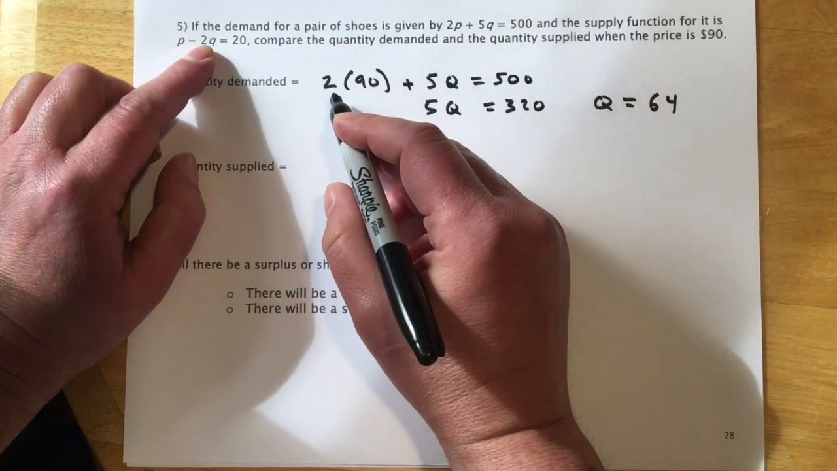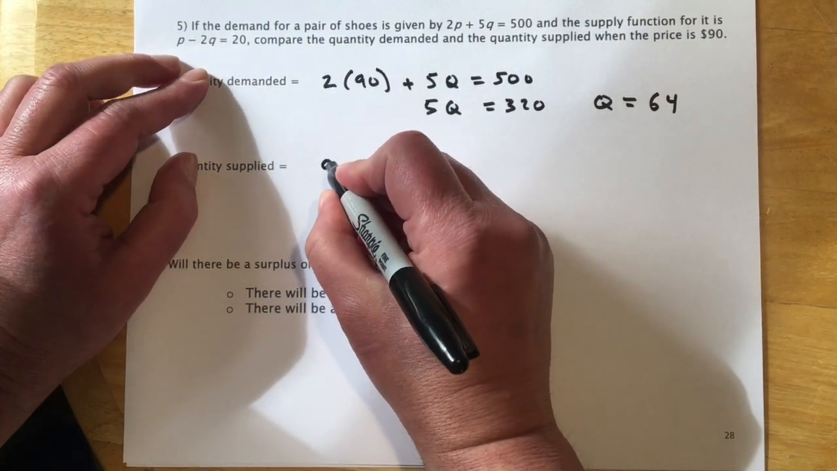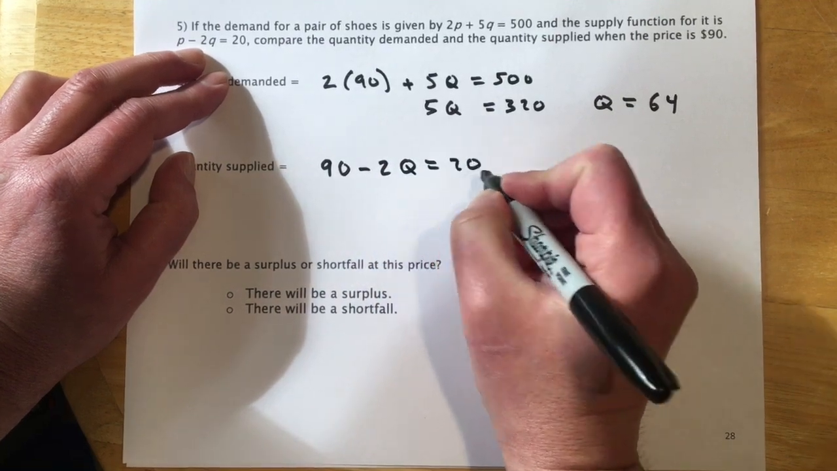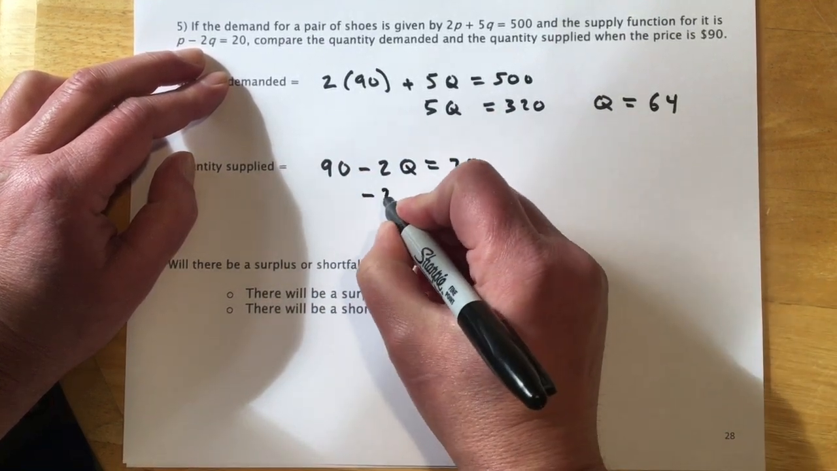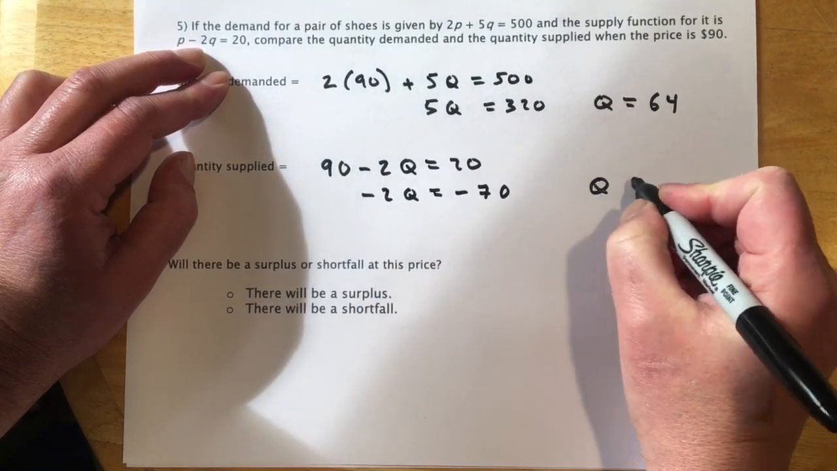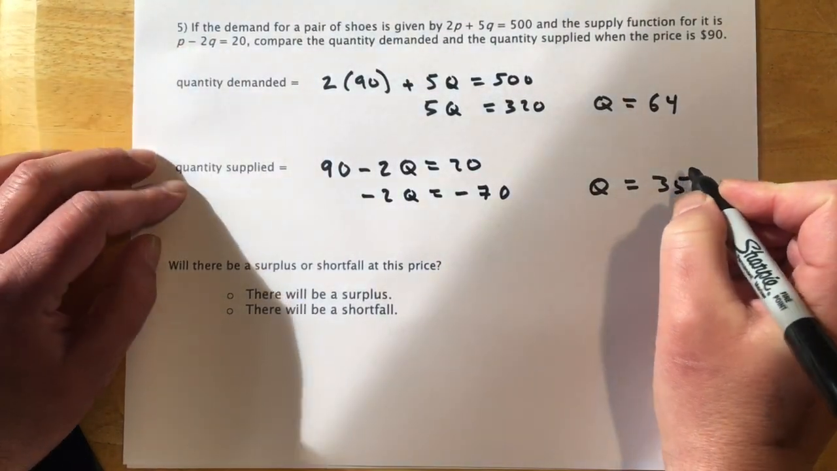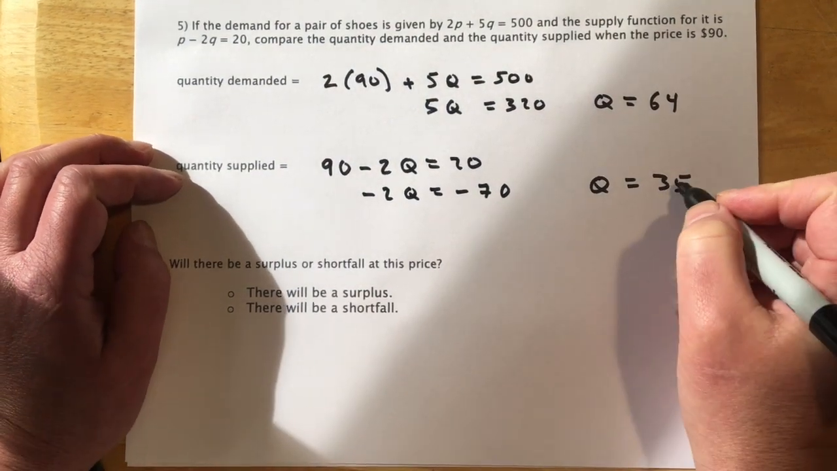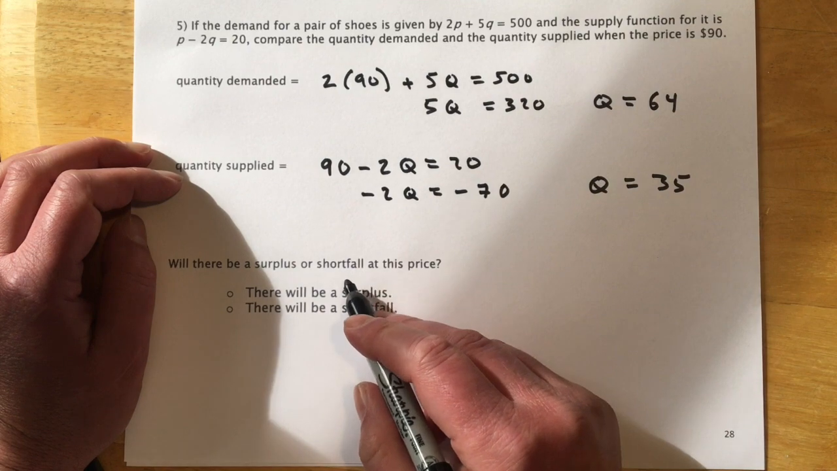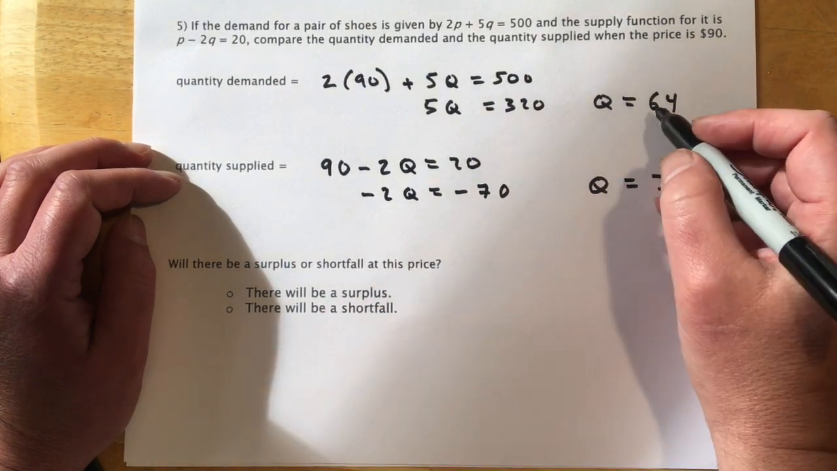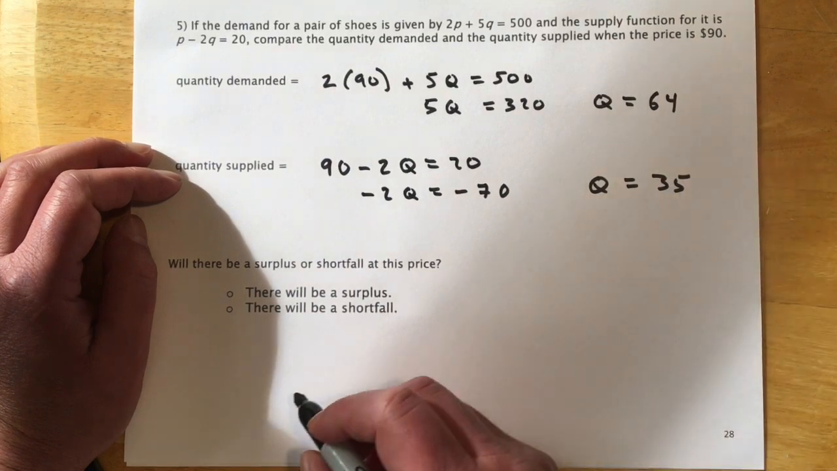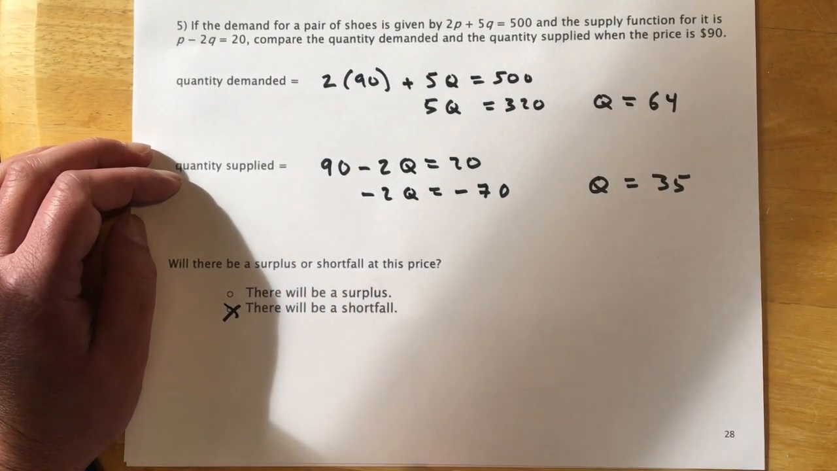And then we'll do the same thing with the supply function. So for $90 minus 2q equals 20, bring this over and get negative 70, and q equals 35. So that means the manufacturer is willing to supply 35 pairs at that price. So will it be a surplus or a shortage? More people would buy the shoes than they're willing to manufacture, so that means there's going to be a shortfall.